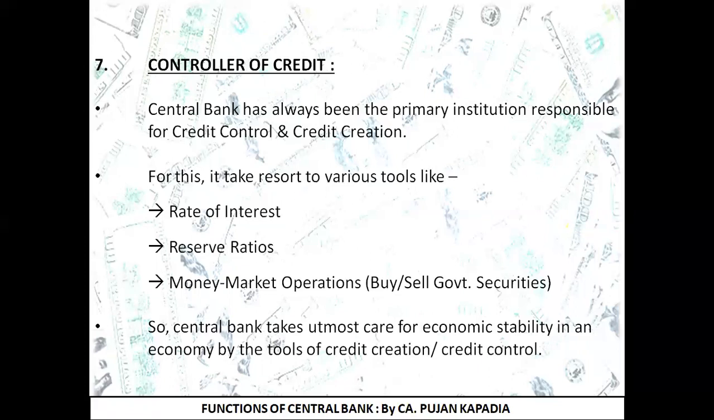As a result, we are going to cover the deep knowledge of these three points in that lecture. So basically, what we need to understand here is, whenever the central bank feels that the money supply in an economy is either more or less, it is going to take resort to any of the tools, or it can combinedly take resort to all the tools, in order to ensure that the money supply in an economy is not less, not even more. It is sufficient as it is actually needed. So the last point is, the central bank takes utmost care for economic stability in an economy by the tools of credit creation and credit control.